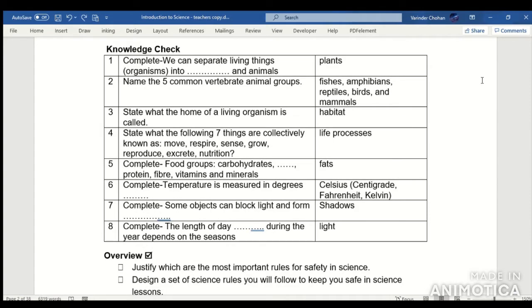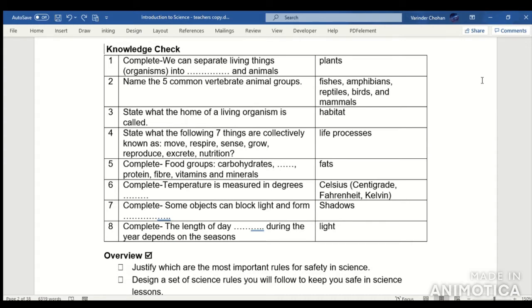Hello and welcome back. We are now going to go through the answers of the first knowledge check. Can you make sure you have a green pen or a different coloured pen to give yourself a mark or to correct your answers? Question number 1, we can separate living things into plants and animals. Question number 2, name the 5 common vertebrate animal groups. These are fish, amphibians, reptiles, birds and mammals.